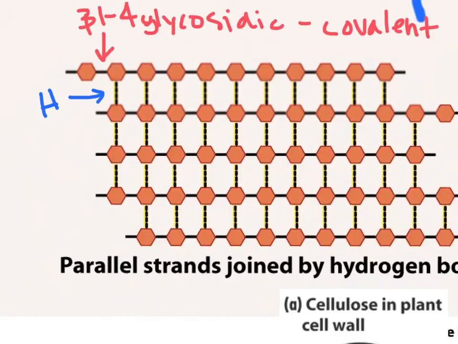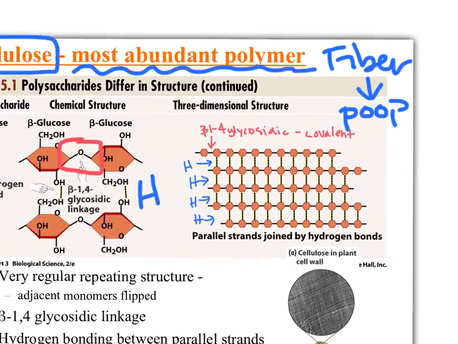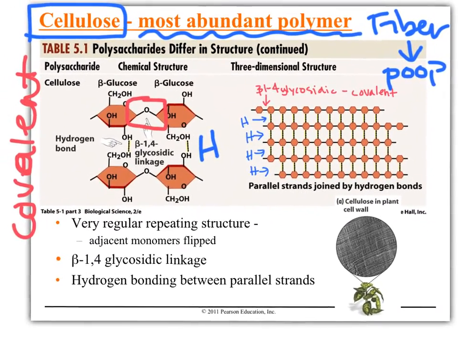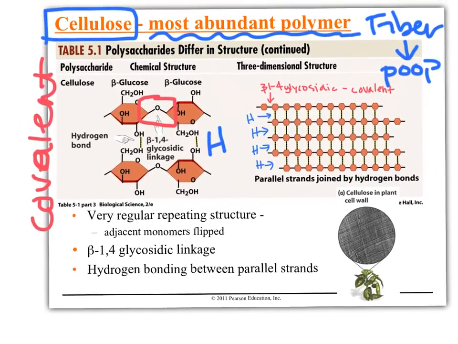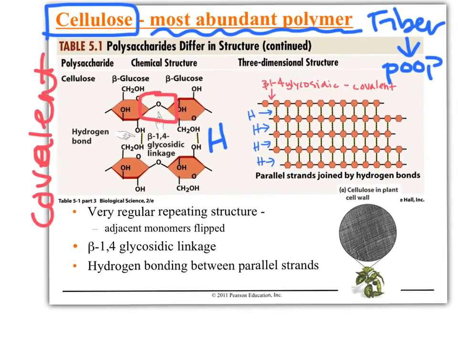Again, when I talked about covalent linkages, very, very strong. Hydrogen bonds are not as strong, but when there are lots and lots of them, they are strong collectively. That's what makes cellulose such a great structural polymer. Cellulose is what's in the cell walls of plants. It helps hold them up.